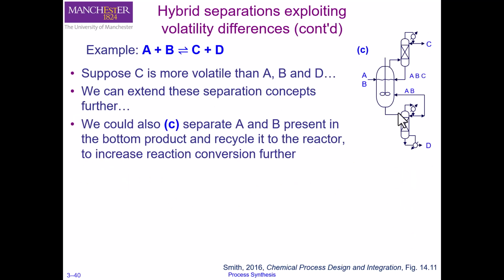So C is more volatile than A, B, and D. We allow C to be removed from the top of the reactor, and we continue the reaction. But if D is the heaviest product, then we can also take out D, A and B with D, and because D is the heaviest product, it means that A and B are more volatile than D, so we can vaporize A and B in the reboiler and then again recycle them back to the reactor, and by doing that we can keep the reaction going.